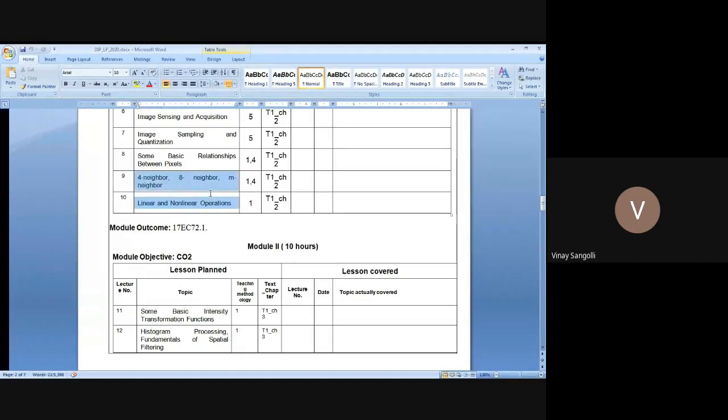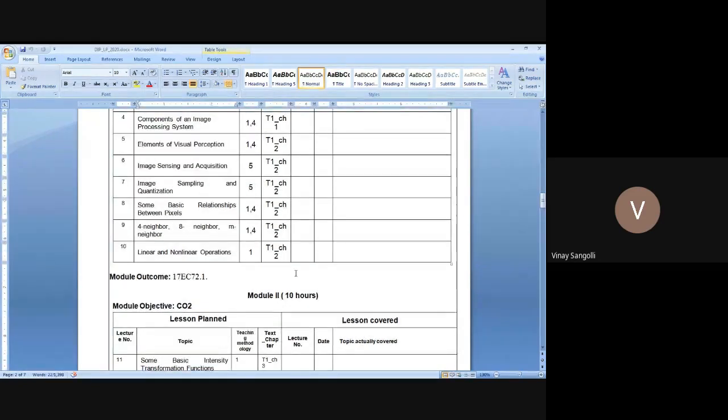Then finally, as I was telling, you will be touching upon sampling and quantization, which are already studied in your DC, digital communication, as well as the sampling part we have also studied in your signals and systems. Going ahead, we will also be going through your linear and non-linear operations, which is very much essential. So module 1 is basically all the basic concepts which are very much essential to understand the rest of the class. So therefore, we need to go through this module number 1 first as the basics.